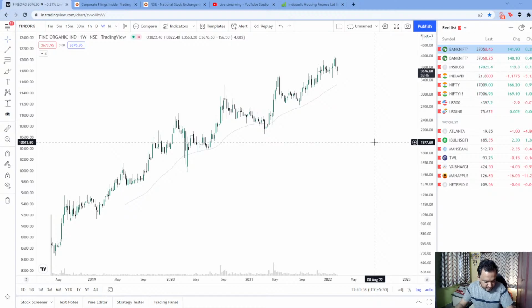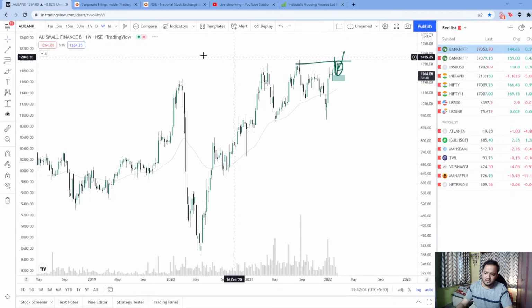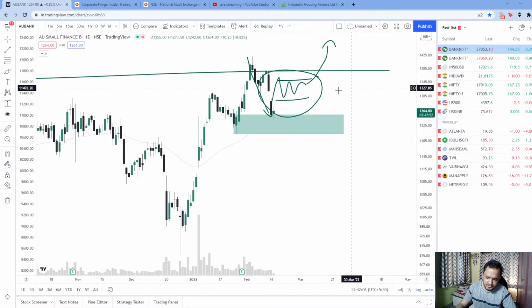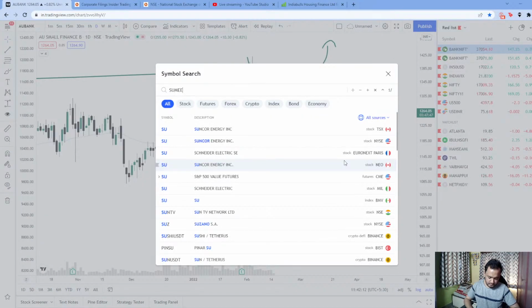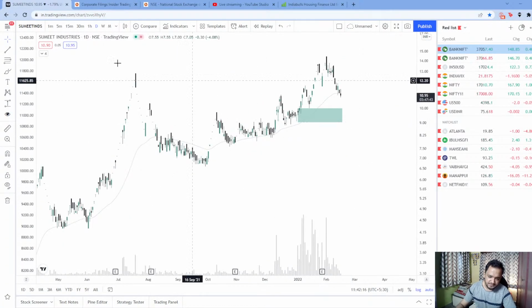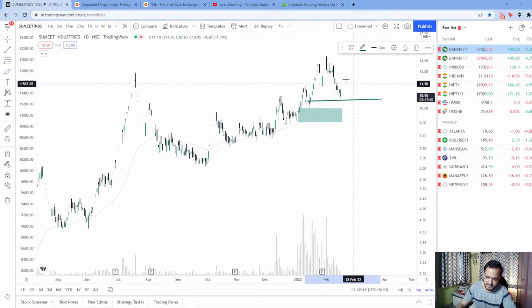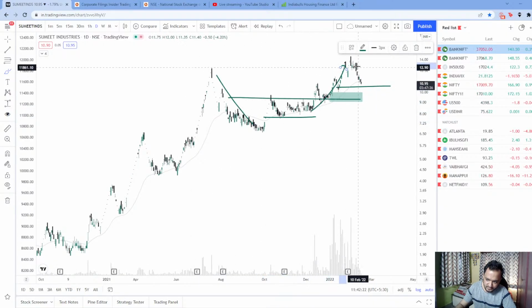AU Bank is holding the demand zone. All right. But I think AU Bank, yes, we have already talked about this. We want some action on the upside. Sumit Industries, yes, this is good. But again, we are waiting for some action again. So fall, base, and move. All right. So fall, base, move.